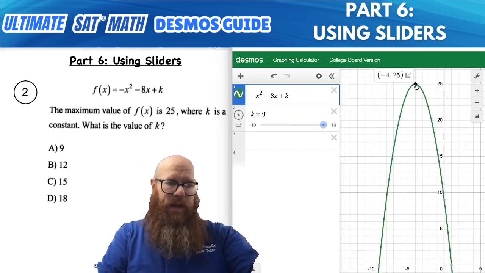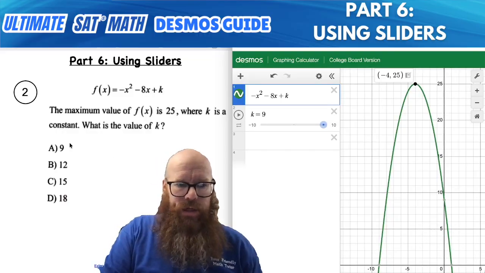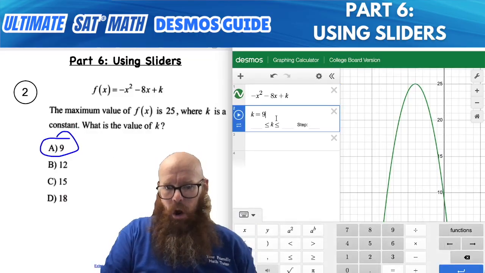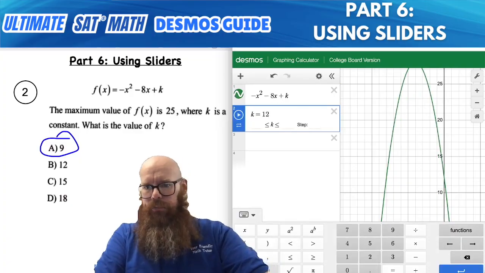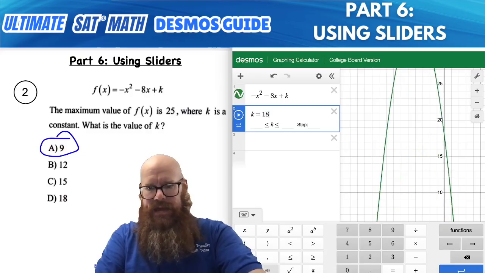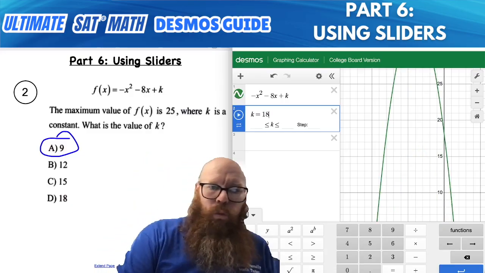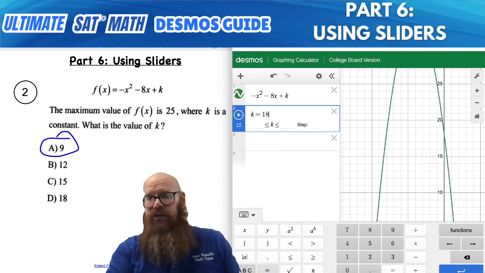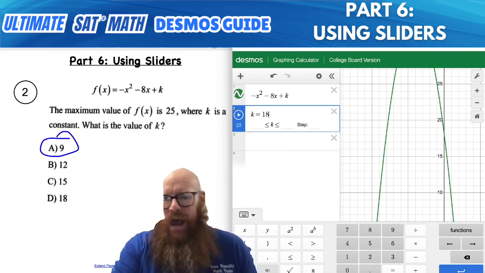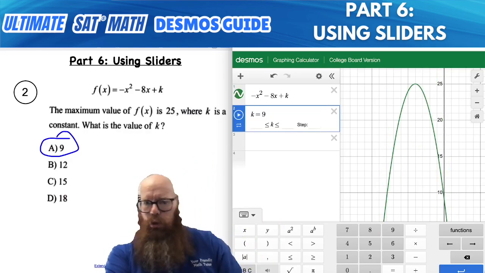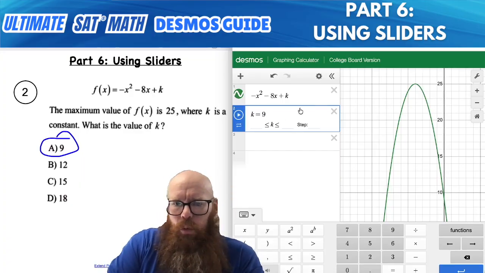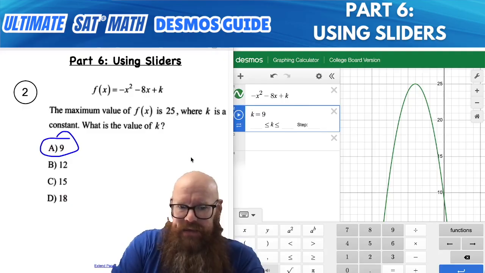And would you look at that? We get the answer. All right. So the answer is just 9. And let's see, the other answers are wrong. If I put in 12, it's way above 25, and then 15 and 18, the maximum value is not 25. And by the way it's worded, we're supposed to assume that maximum value is the y value. All right, so just a nice quick way, again, to use a slider.